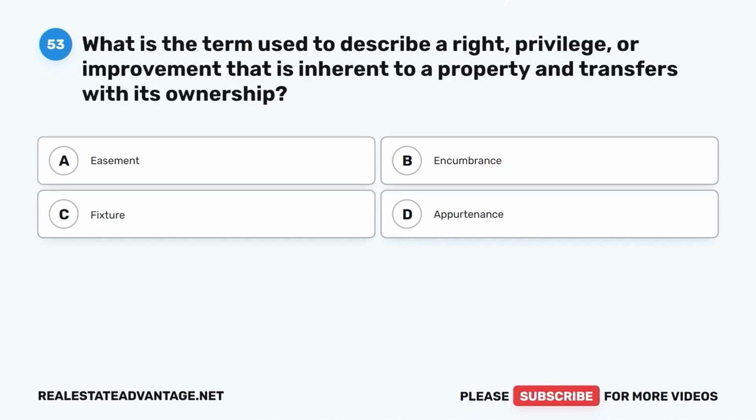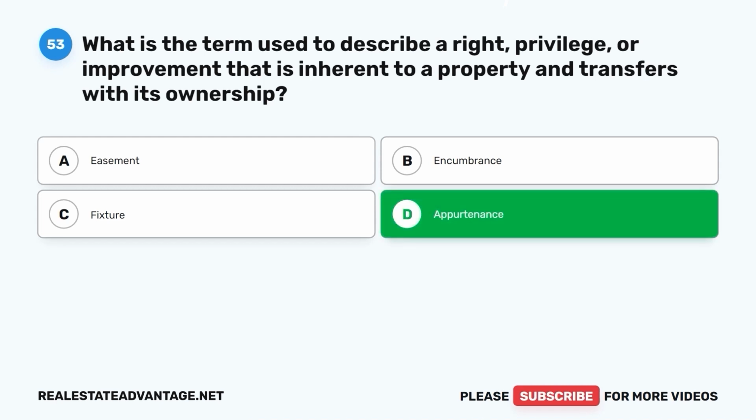Question 53. What is the term used to describe a right, privilege, or improvement that is inherent to a property and transfers with its ownership? A. Easement. B. Encumbrance. C. Fixture. D. Appurtenance. The correct answer is D. Appurtenance.